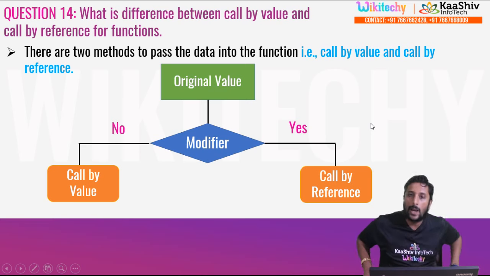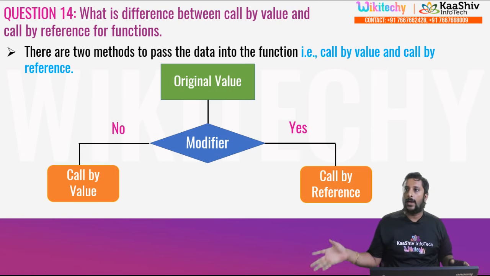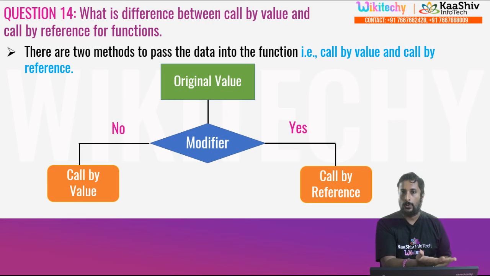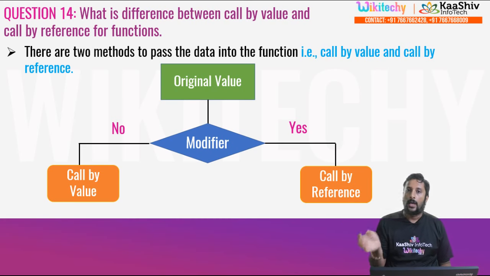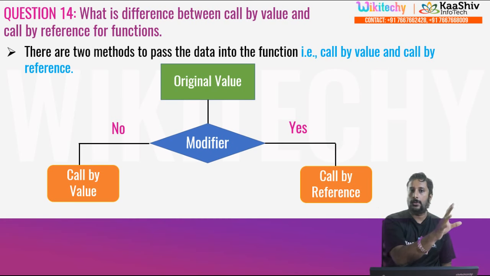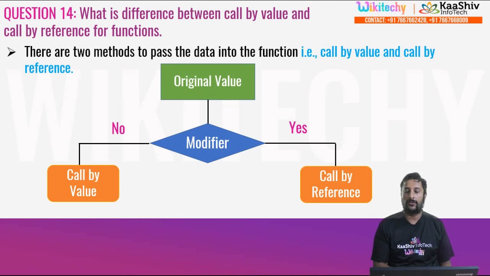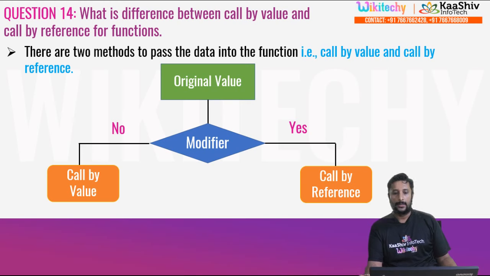Call by value, in the sense I'm calling a value. Call by reference is like calling an address where it is stored. That's the difference. Say int a, I'm trying to access that variable a, that is call by value. Int a is stored in memory location 1000. Accessing that memory location 1000 is call by reference. Direct value versus memory, that's the difference.